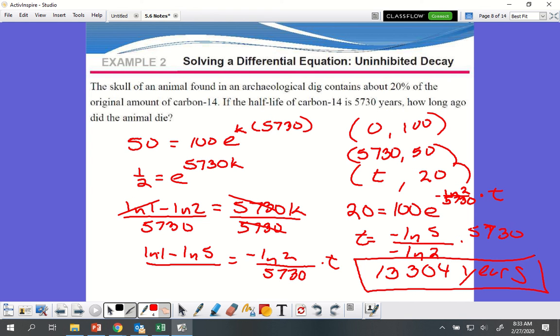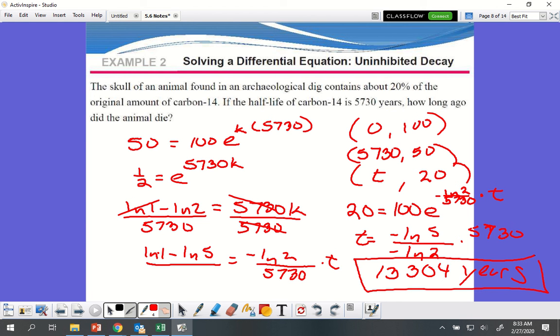That's how long ago it died. Because all life is slightly radioactive, carbon-14 is one of those things that if it is still alive, it is still replenishing that carbon-14, but once it dies, it stops replenishing the carbon-14. And that's why we're able to carbon date items to see how long ago that it passed away.